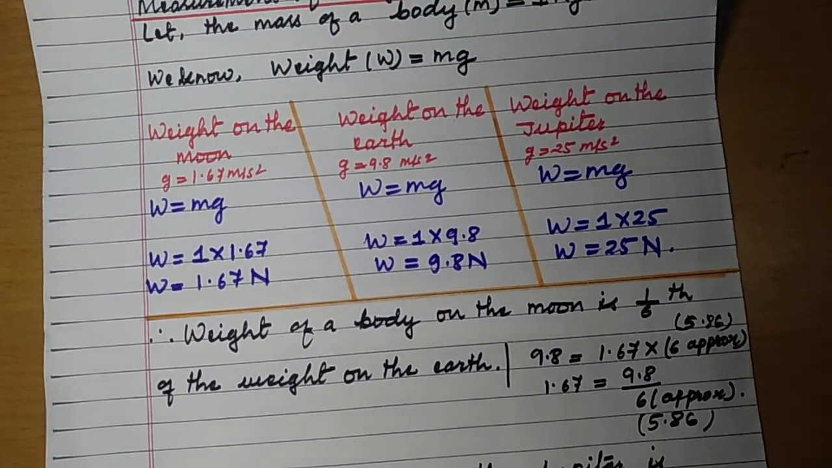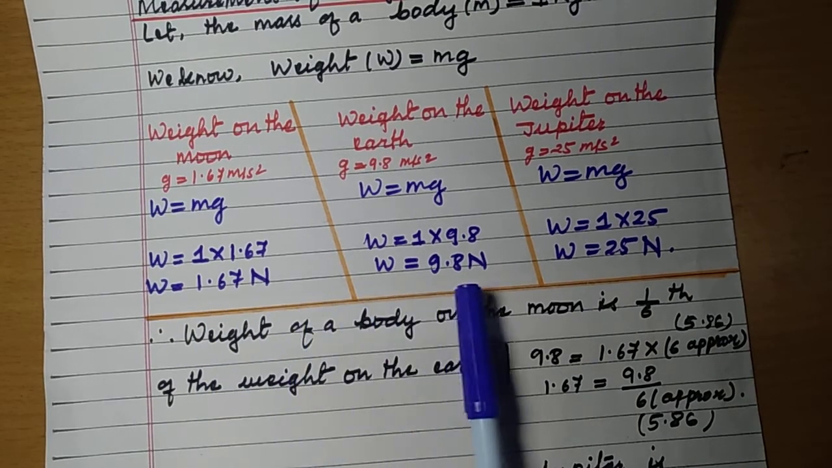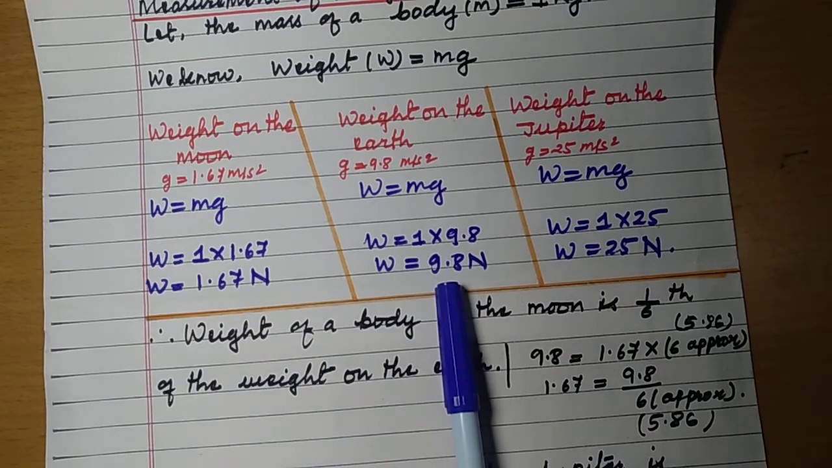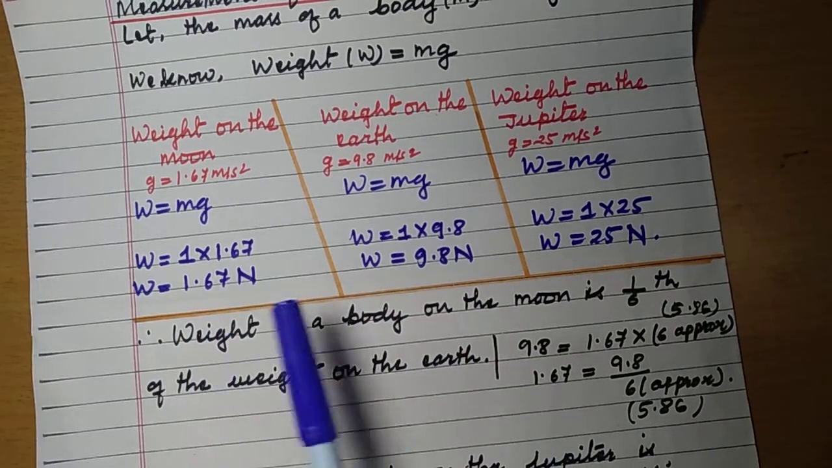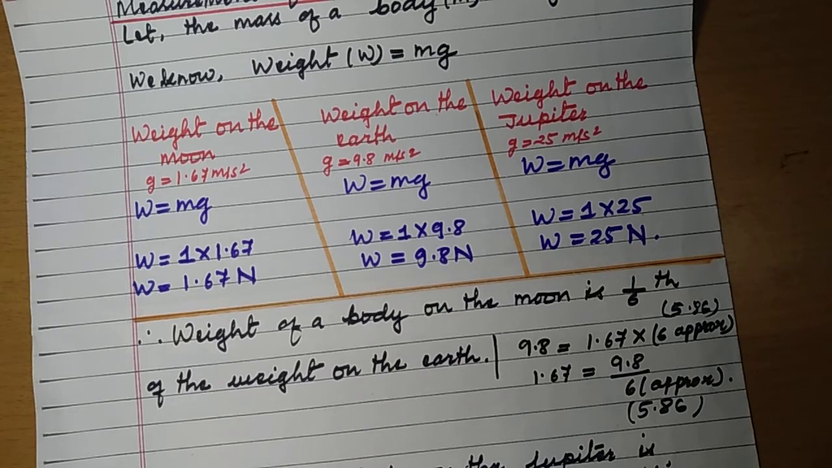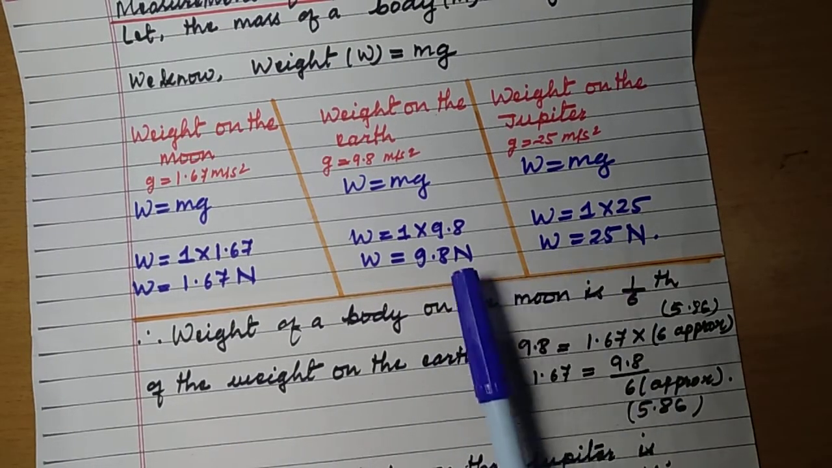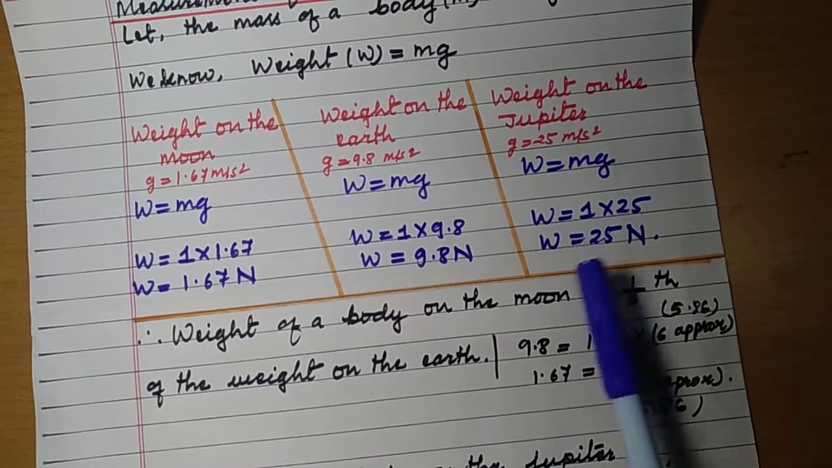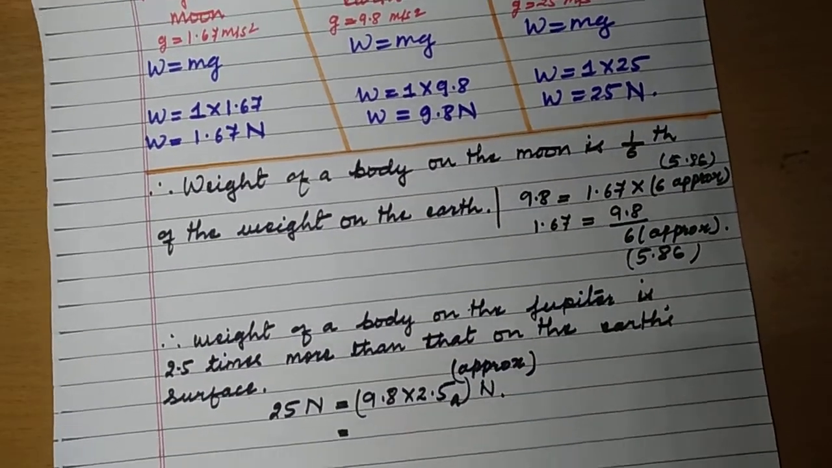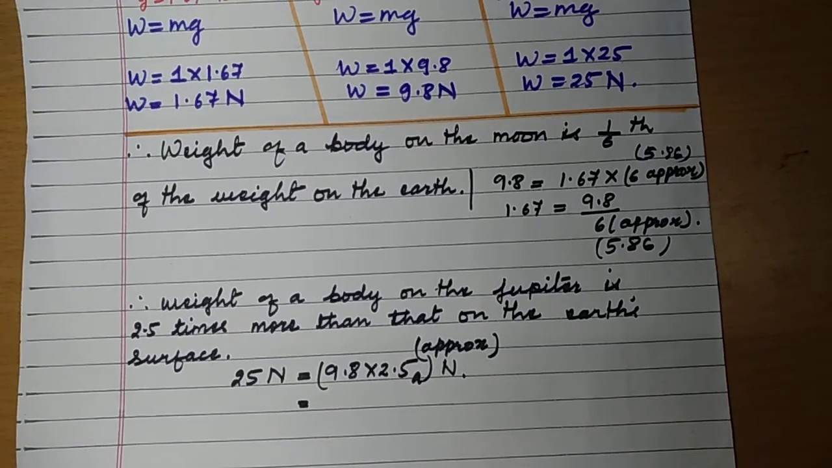Now from this example only you can see that 1.67 is almost 6 times lesser than 9.8, or 9.8 is almost 6 times greater than 1.67. That is why the weight of the body on the moon is 1/6, meaning smaller by 6 times. Now on the Jupiter the weight of the same body is almost 2.5 times more than on the Earth. So this is the calculation. Because of this reason, the weight of the same body is different on different planets and satellites.